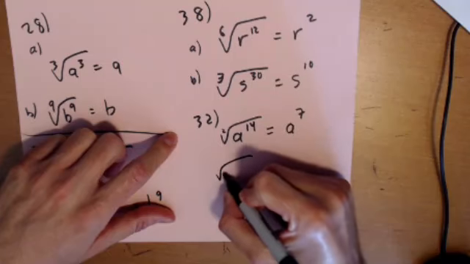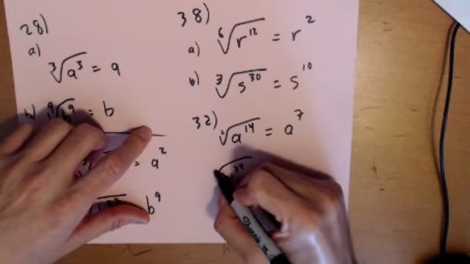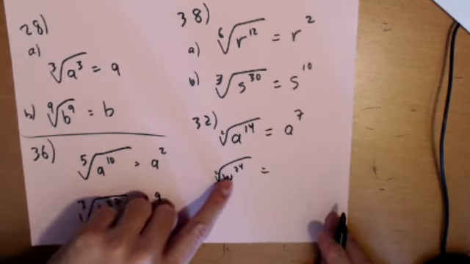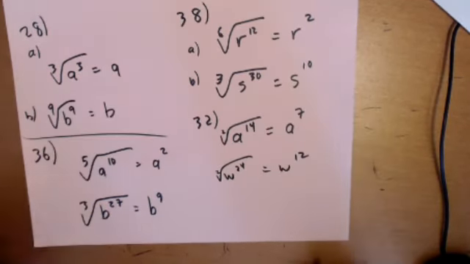Square root of w to the 24th. Oh, it's a square root. Let me put a little 2 there. So that means 24, we're taking out groups of 2. That's w to the 12th. Okay, this is easy peasy.